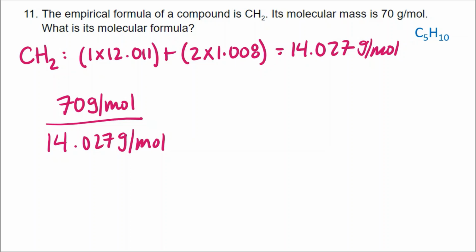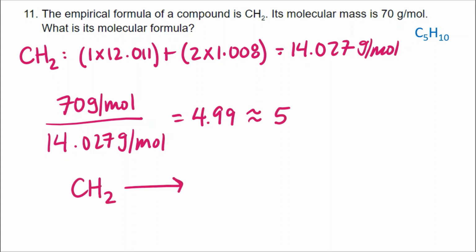So when I do that math, the answer that I get is 4.99, which we can safely round to 5. So what that means is that I'm going to have to take my empirical formula and multiply it by 5, and I get C5H10.